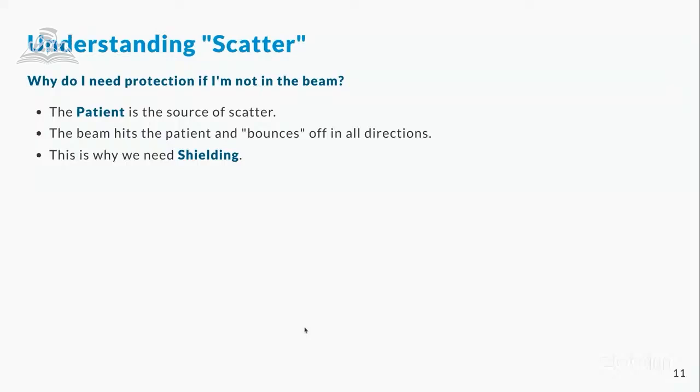So that's why you need shielding. You need to wear a lead apron if you are inside with a patient and the patient is getting exposed, even though you are not inside the field, because the scattered radiation will hit you. The patient is the source, not the primary beam, if you are outside the primary beam. That's the main idea.